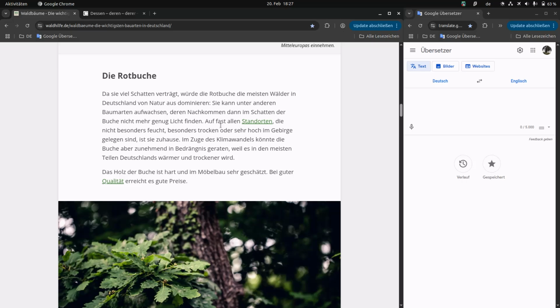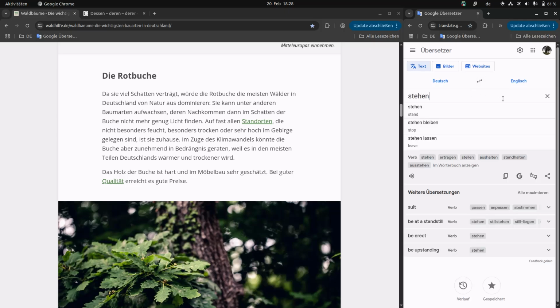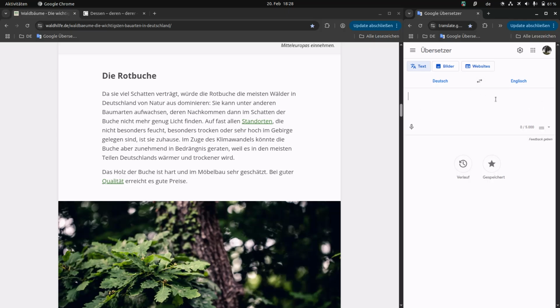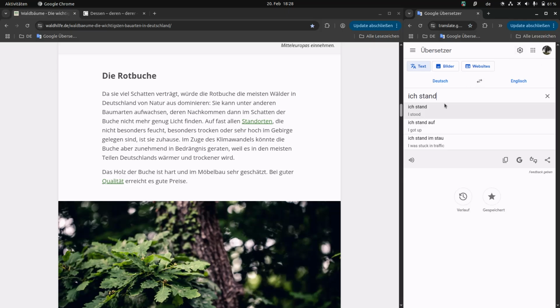On, almost, auf fast, on almost, allen, all, basically, so dative case, auf wem, auf allen Standorten, auf fast allen Standorten, so on almost all locations. Stand derives from the word stehen. And the past form of that, for example, ich stand, and there you can see where it derives from.